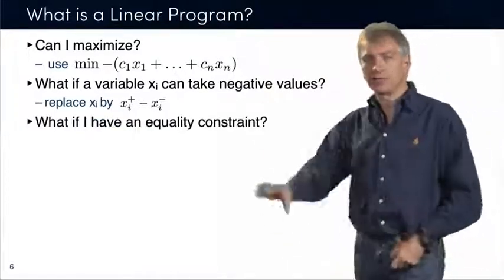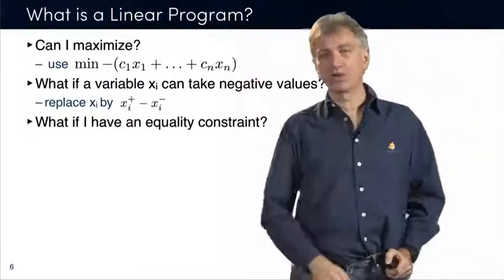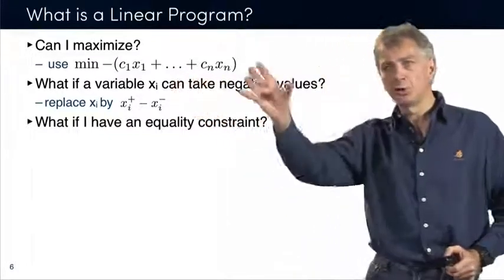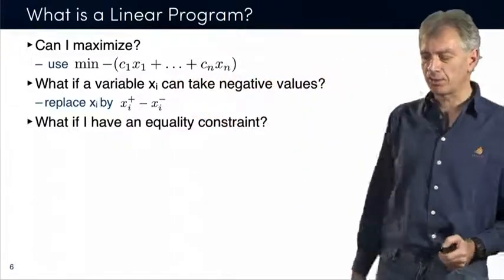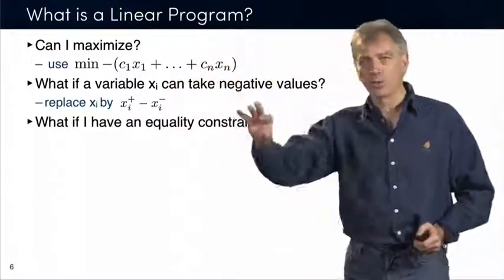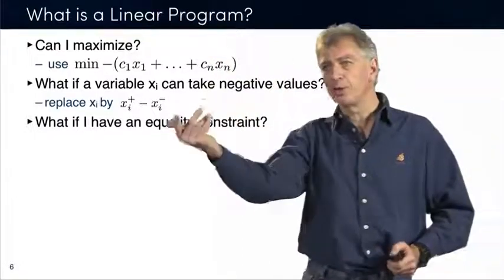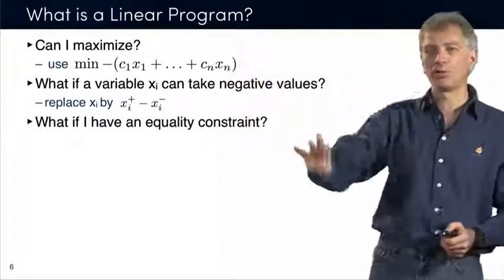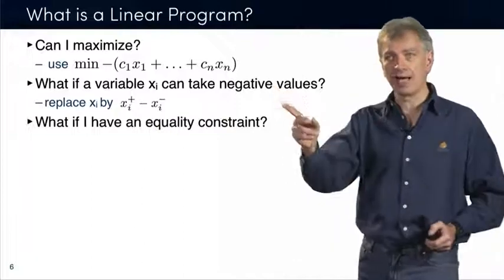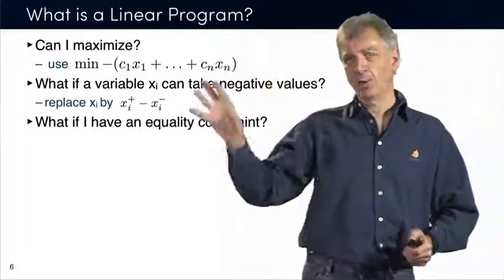Now, what if you have equality constraints? Very simple as well. You take that equation and replace it by two inequalities, one smaller or equal and one greater or equal. The greater or equal you can just transform into a smaller or equal as well, and you have essentially an equation at that point.